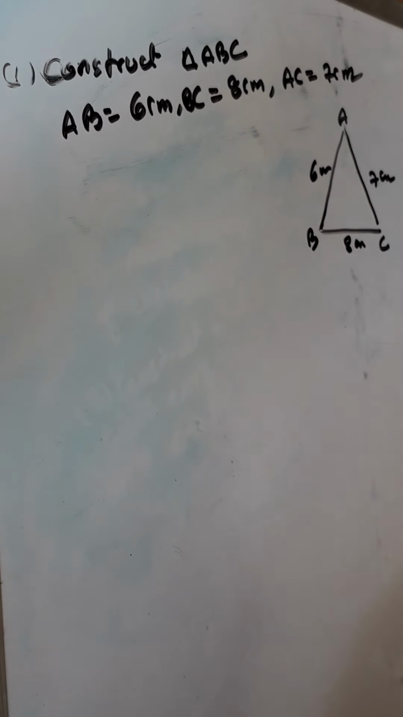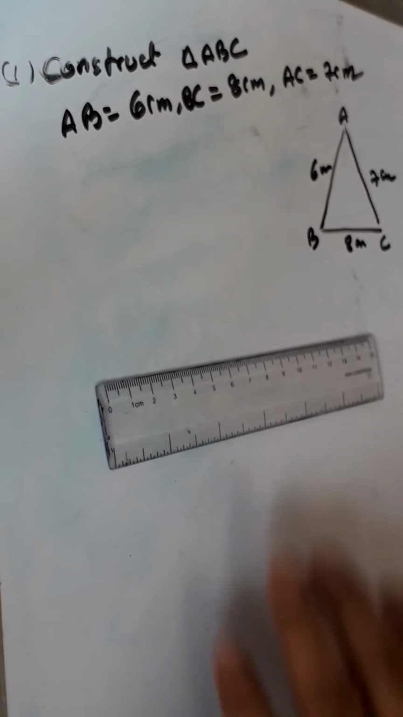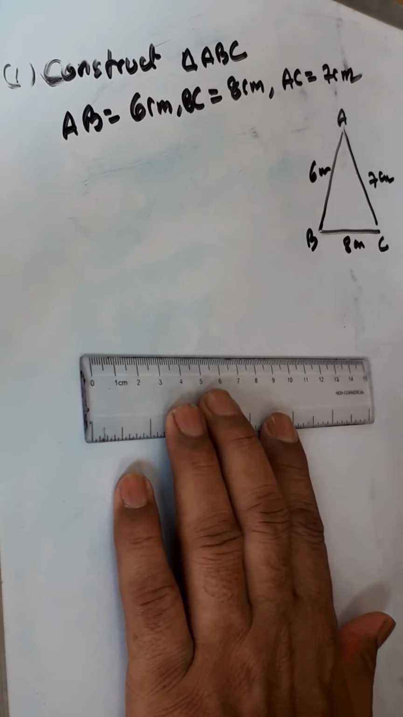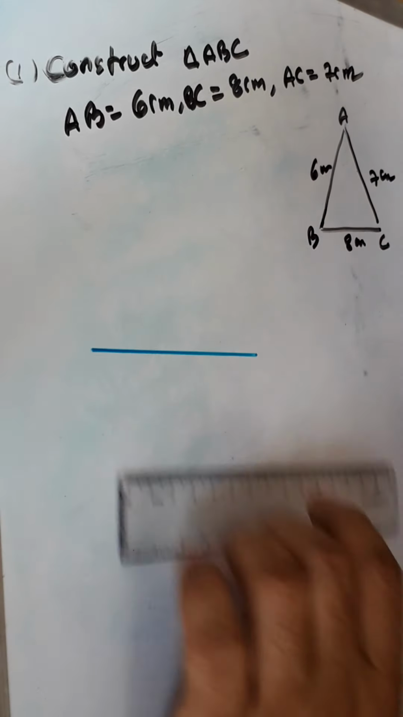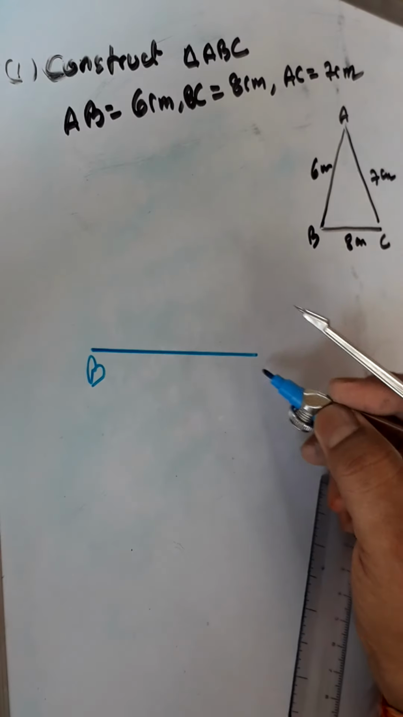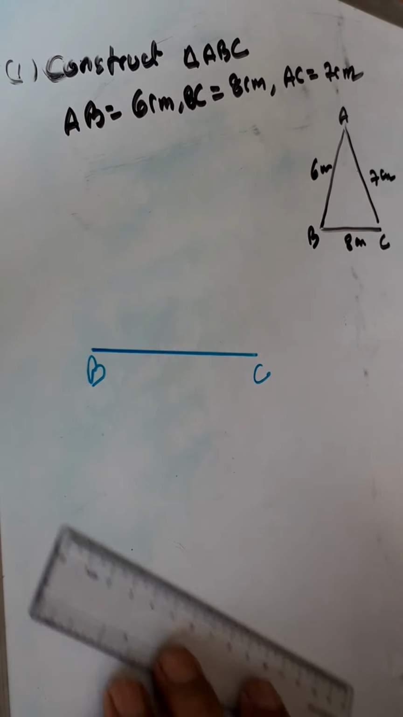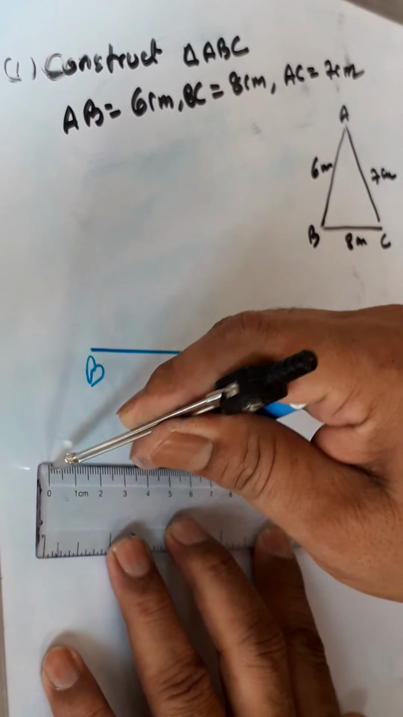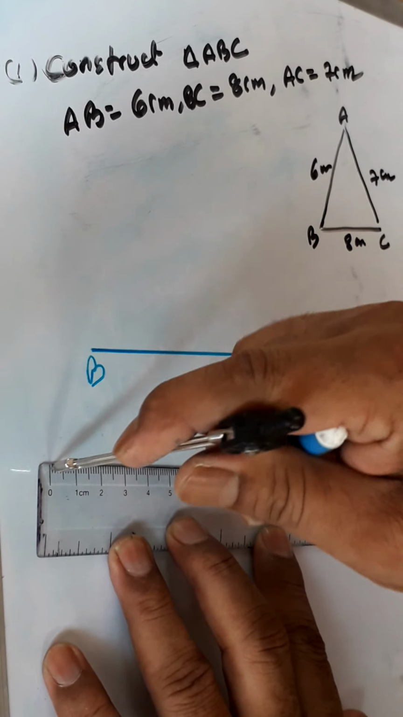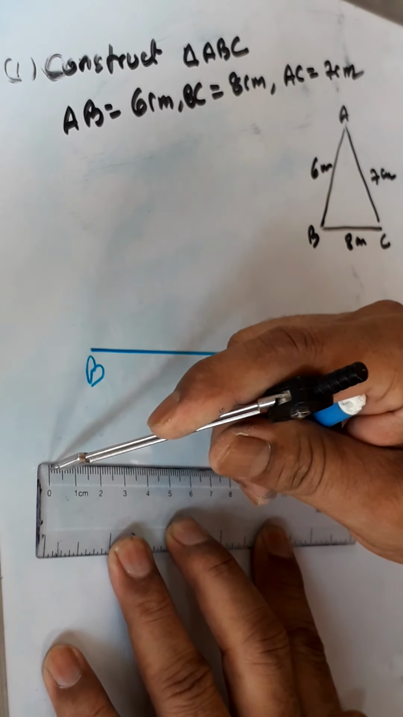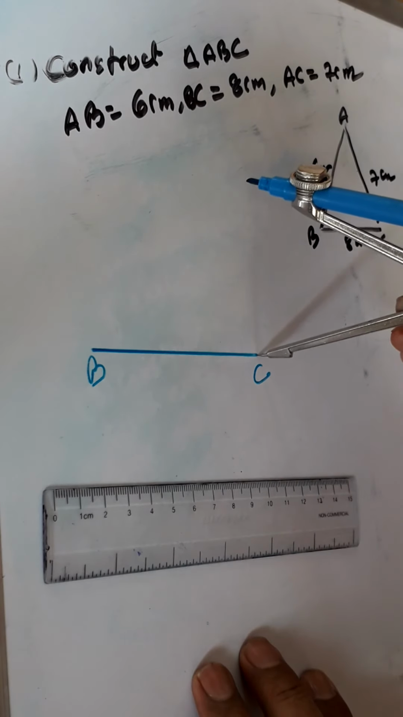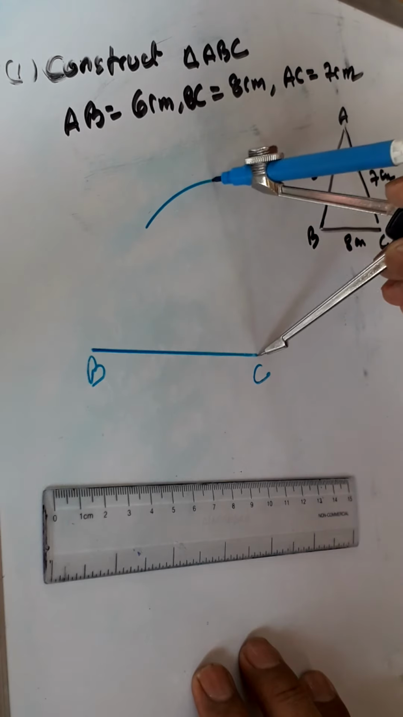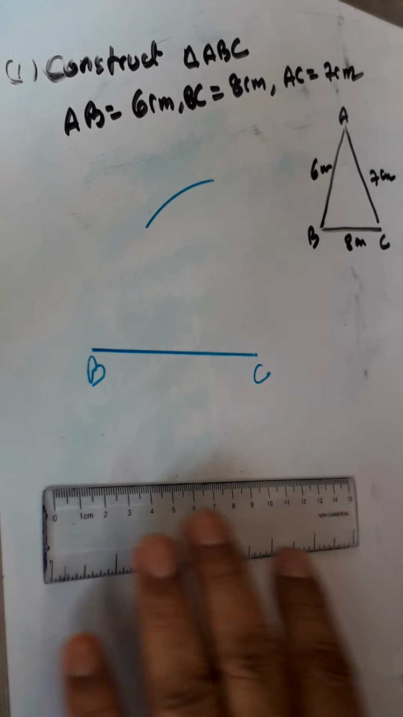First we will draw BC, which is of measurement 8 centimeter. Let us draw BC, 8 centimeter. From this point C, we will draw an arc of radius 7 centimeter. With this point C, I have drawn an arc of radius 7 centimeter.